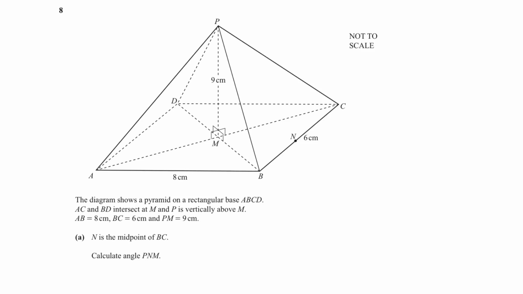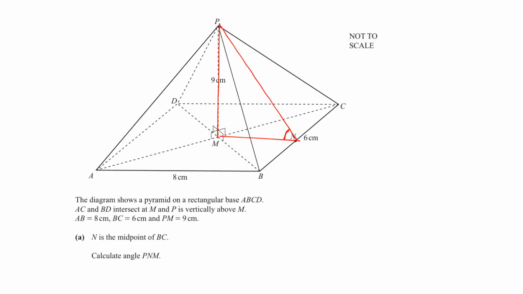Question number 8. So we have a pyramid on a rectangular base. AC and BD intersect at M, and AB and BC is given to us. N is the midpoint of BC. Calculate the angle PNM. So this is the triangle we are talking about, PNM. We need to find this angle here.